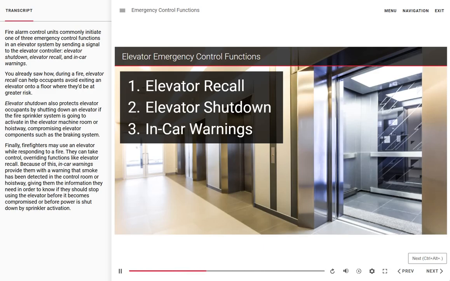Elevator shutdown also protects elevator occupants by shutting down an elevator if the fire sprinkler system is going to activate in the elevator machine room or hoistway, compromising elevator components such as the braking system.